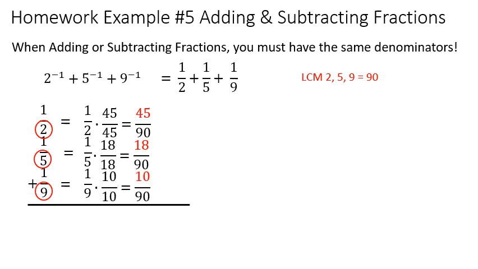Now that I have everything in equivalent forms, all of these original fractions have their equivalent forms. They all have the same denominator of 90. When they all have the same denominator, all you have to do is add the numerators. So I'm just going to take those three numerators, 45, 18, and 10. I'm going to add them together, and I'm going to get 73. Okay, so 73 over 90 is actually my final answer, and that is in simplified form.